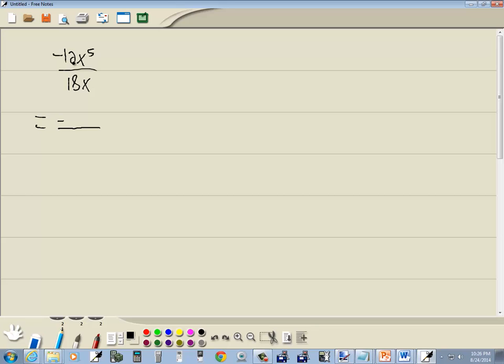If I look at the numbers, I think the largest number that divides into both of those would be 6. 12 divided by 6 is 2. 18 divided by 6 is 3. Now if I were to put a power on this x down here, it'd be x to the first.